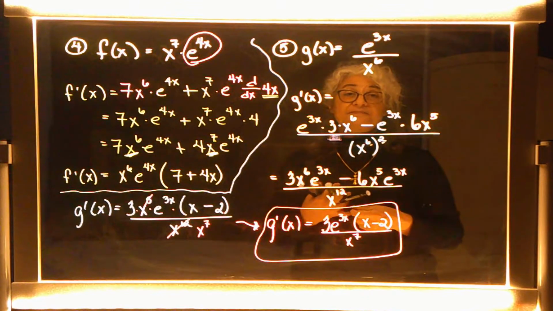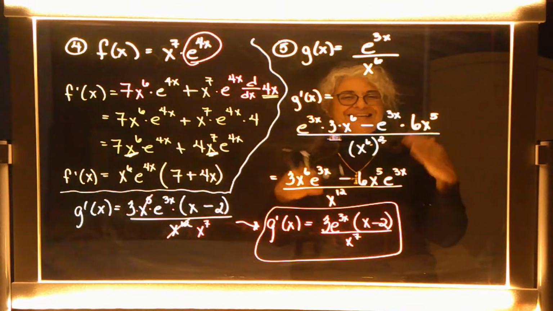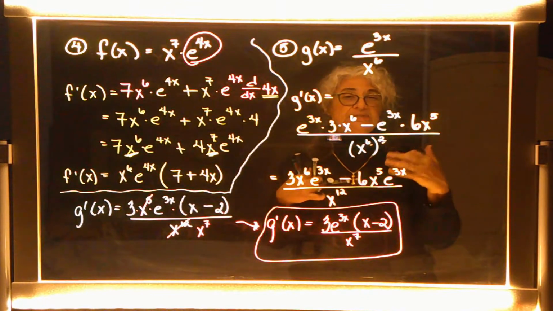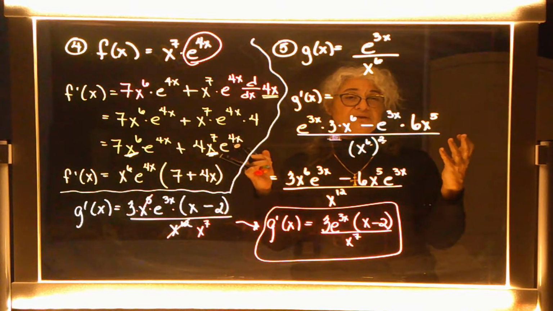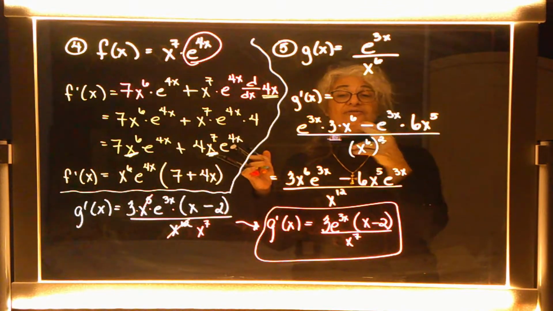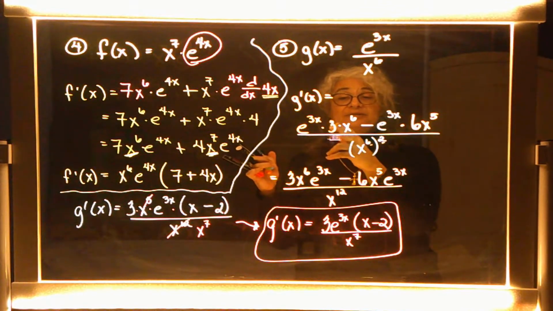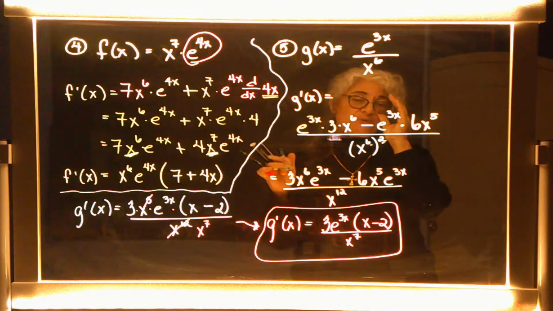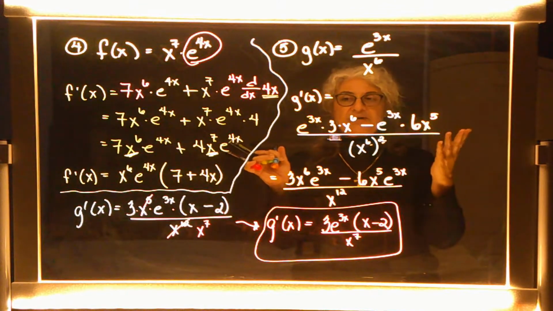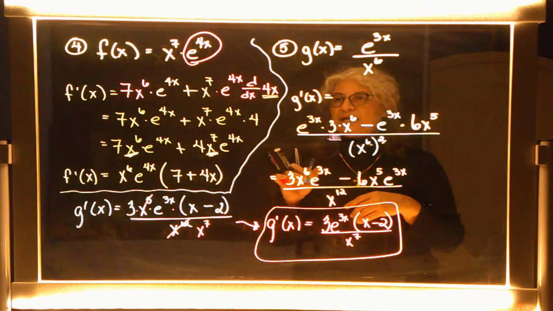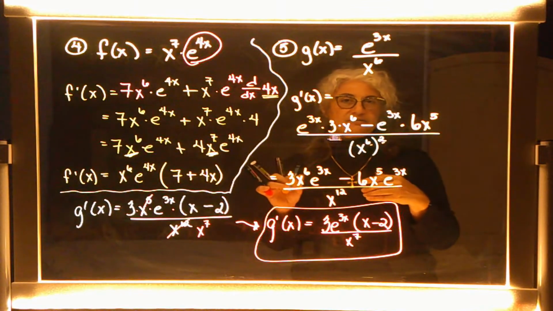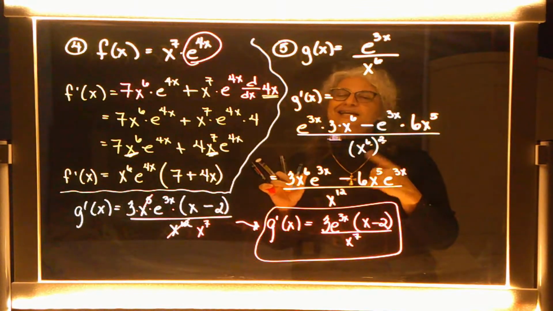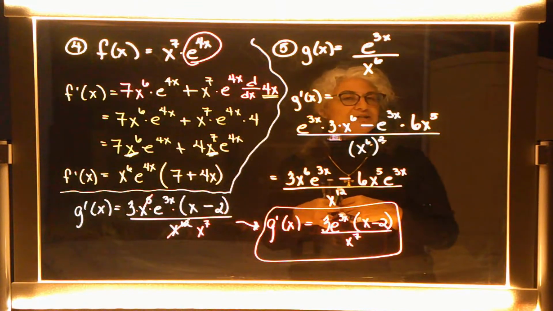Y'all with me there? Okay, getting the hang of taking the derivative of e to the power of whatever. Remember, it's itself times the derivative of the power. And gratefully, we know how to take the derivative of just about everything now. 3x or x squared plus 8 or whatever. Good? Hang in there. Got a couple more examples.